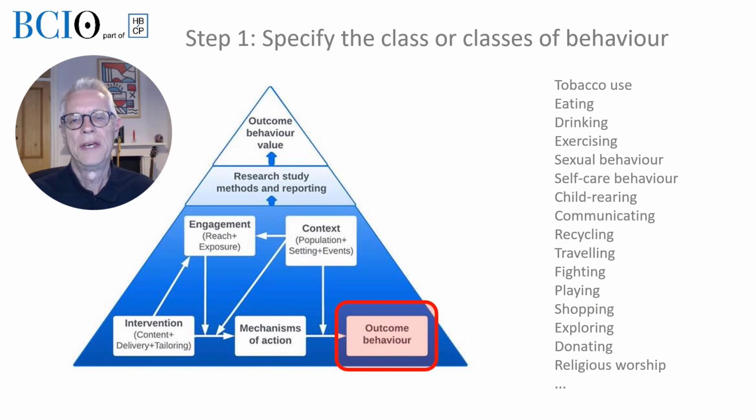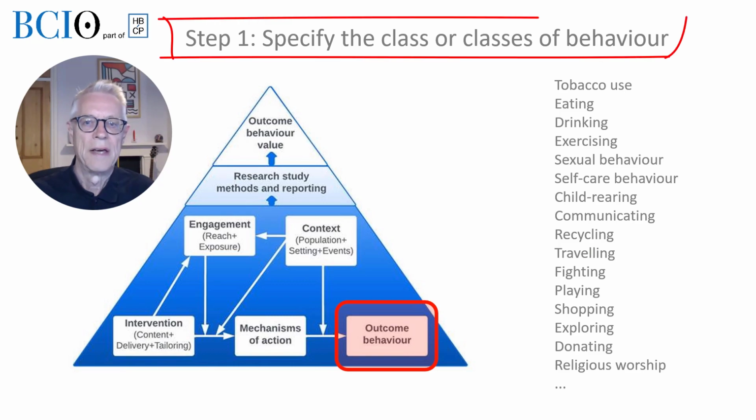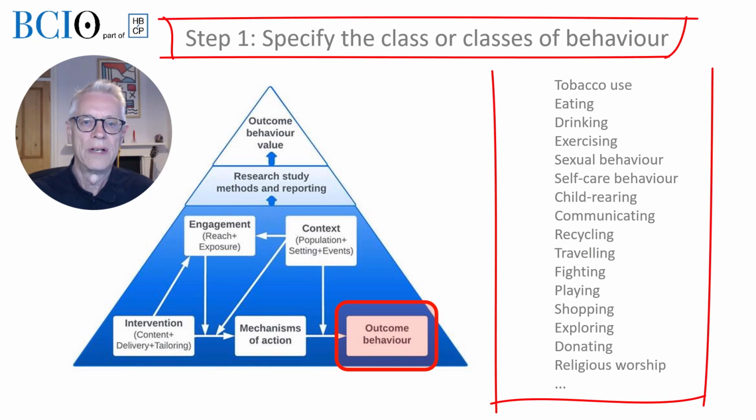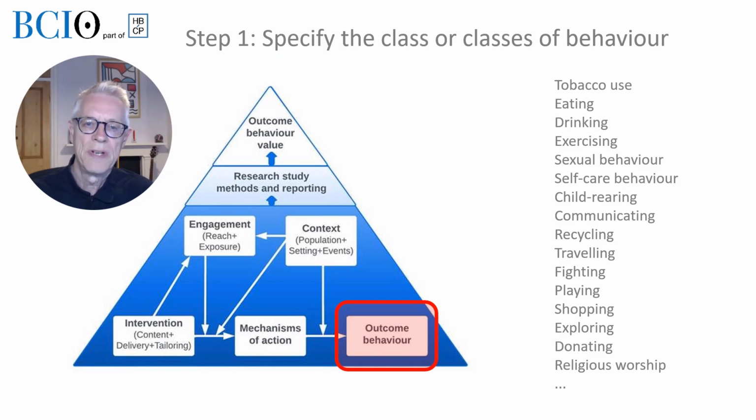I'm now going to take you through the 5 steps to characterizing behaviors using ontologies, and particularly the Human Behaviour Ontology. The first step is to decide on what class or classes you want to apply to the behavior of interest. These may be specific, such as cigarette smoking, or broader, such as travel behaviour or child rearing behaviour.